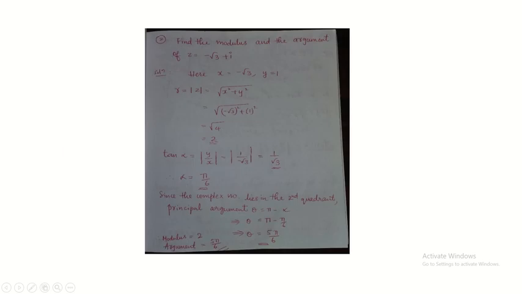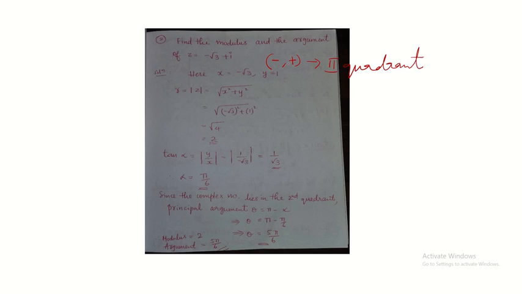Similarly, you are having the second question. See here, find the modulus and the argument of z equal to minus root 3 plus i. So here you are having x is equal to minus root 3, and for y, there is no coefficient for i, so you can take it as 1. So x is negative and y is positive. Can you tell me which quadrant it is? Negative and positive, so this will be in the second quadrant.